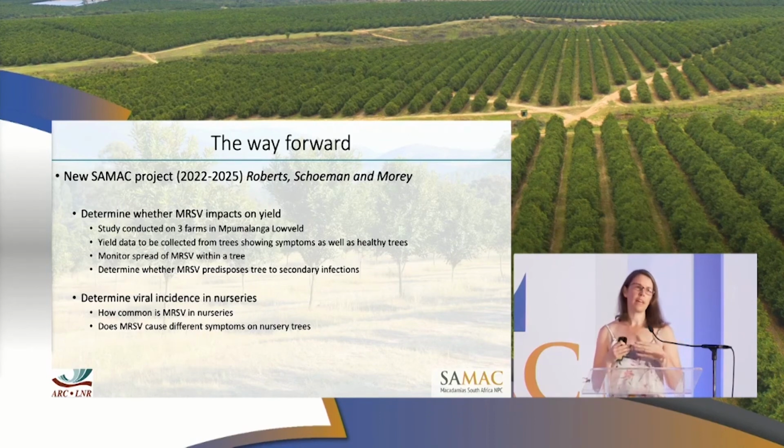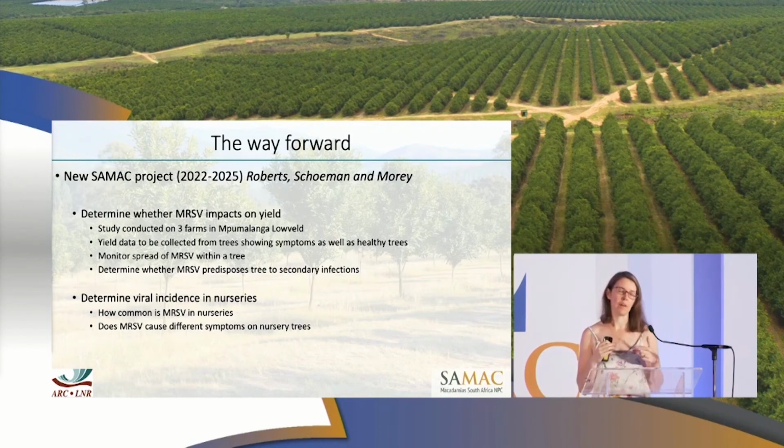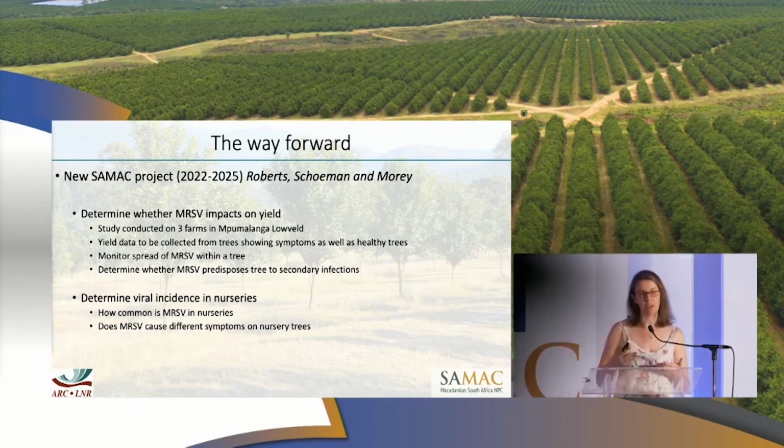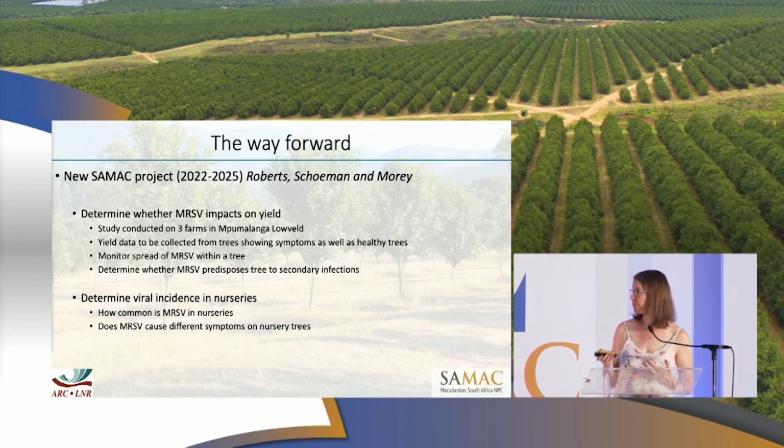We also want to monitor the spread of the virus within the single tree canopy and to the neighboring trees as well, to see how efficiently the virus is spread. What we also want to see is whether or not macadamia ring spot virus predisposes trees to secondary infections. Because as with humans, if you get a viral infection, your immune system is compromised, and therefore you get sicker easily by secondary infections. The same goes for trees.